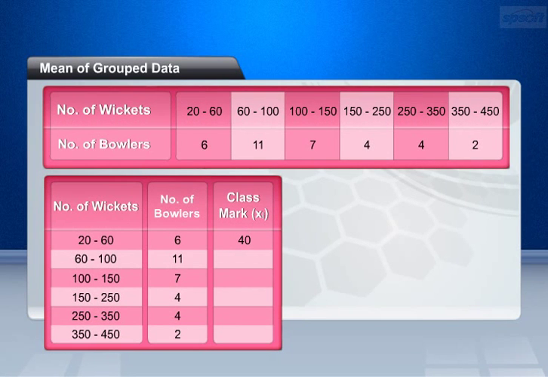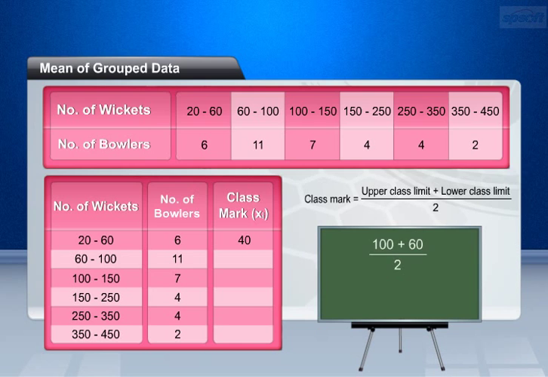Let us consider the interval 60 to 100. Here, upper class limit is 100 and lower class limit is 60. As we know, class mark equals (upper class limit plus lower class limit) by 2. This is equal to (100 plus 60) by 2, which is 160 by 2, which is 80. Therefore, the class mark is 80.